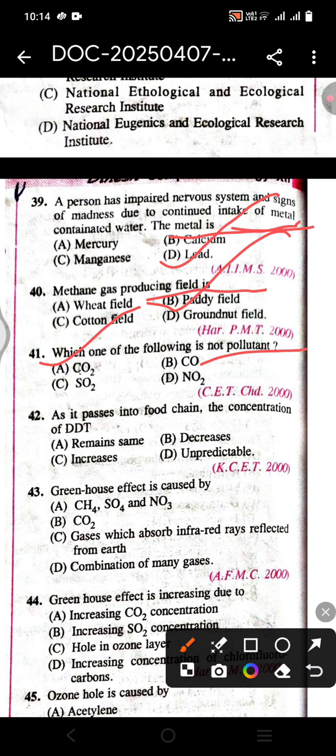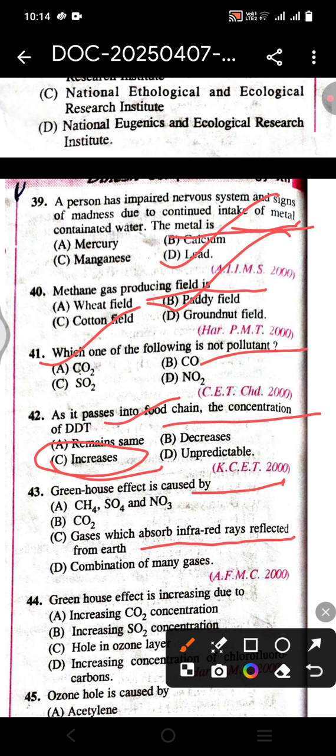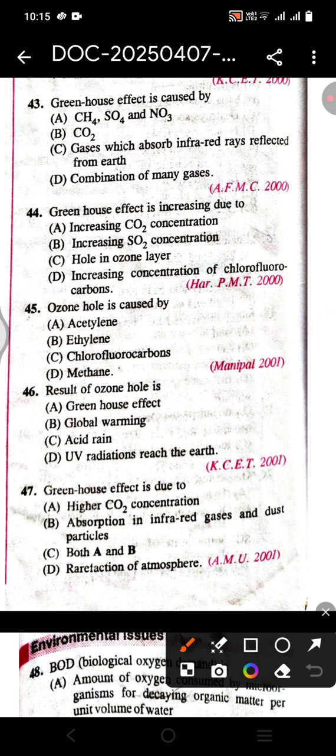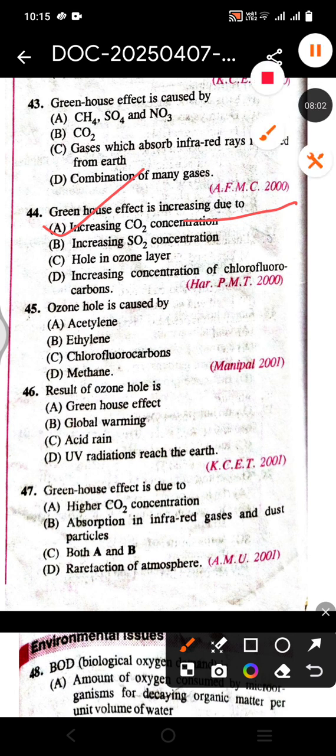As it passes into the food chain, the concentration of DDT increases, which results in biomagnification. The greenhouse effect is caused by gases which absorb infrared rays reflected from the earth. Option C is correct. Next, the greenhouse effect is increasing due to increasing CO2 concentration. Option A is correct.